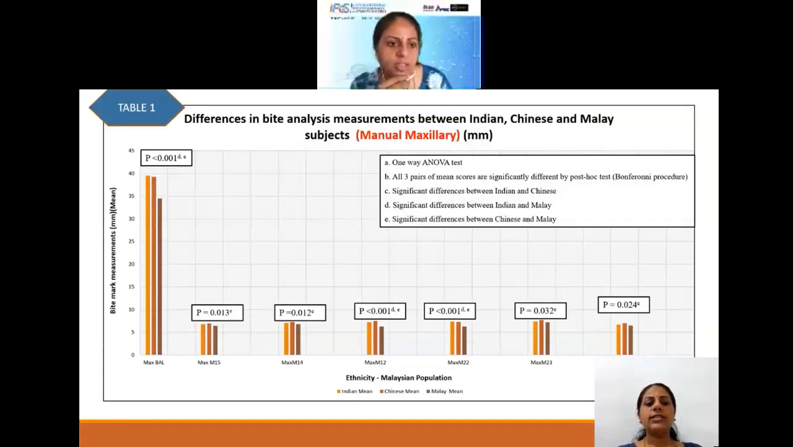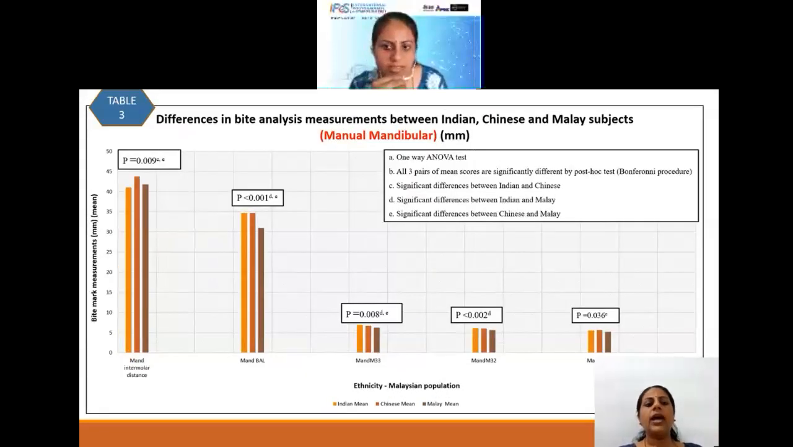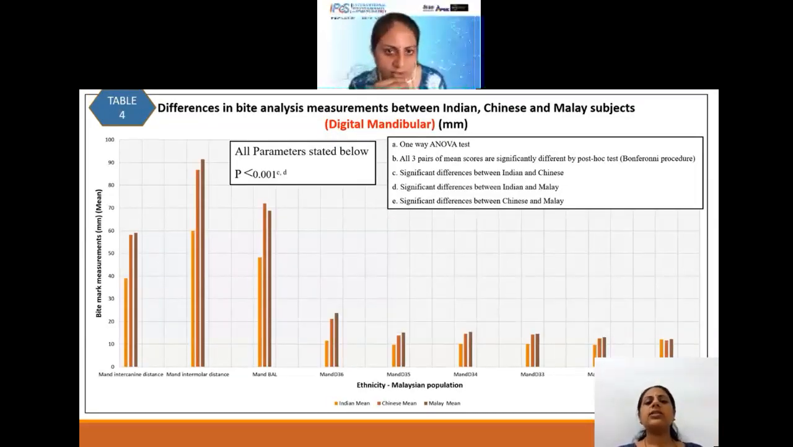So this is table 1, which shows the comparison of bite mark analysis amongst the three groups of the Malaysian population on the maxillary cast using the manual method. And the same has been done using the digital method, which also has been statistically significant. Then the third table shows the bite mark analysis amongst the three groups of the population on the mandibular cast using the manual method, and differences in the bite mark analysis on the mandibular cast using the digital method have been done.